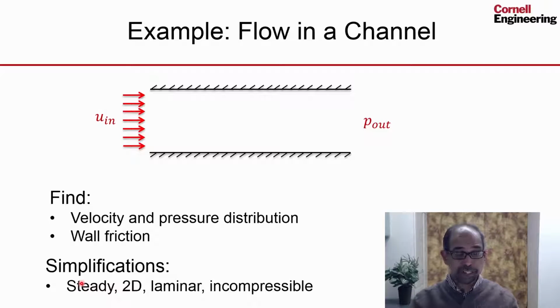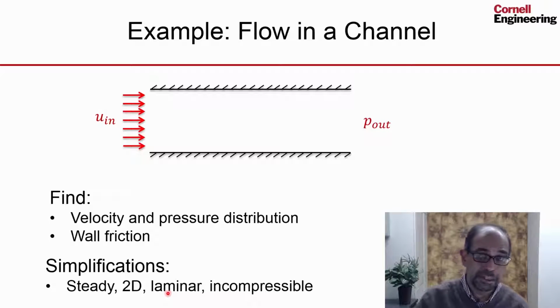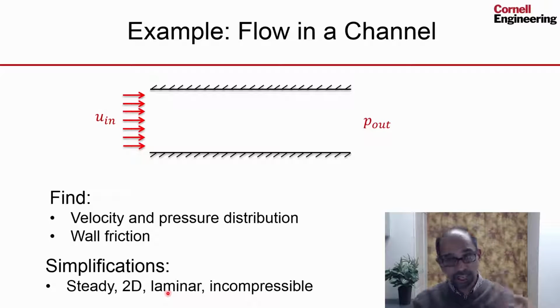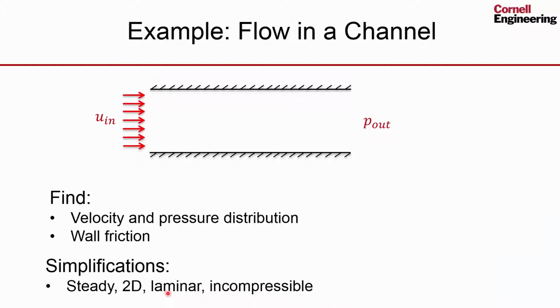And the simplifications are steady, 2D, laminar, incompressible. And these will simplify the underlying mathematical model that we need to solve. We looked at what these terms mean in the big ideas in fluid dynamics, and we'll make some of these assumptions as we go through the CFD case studies in ANSYS Fluent. So we'll come back to these terms.